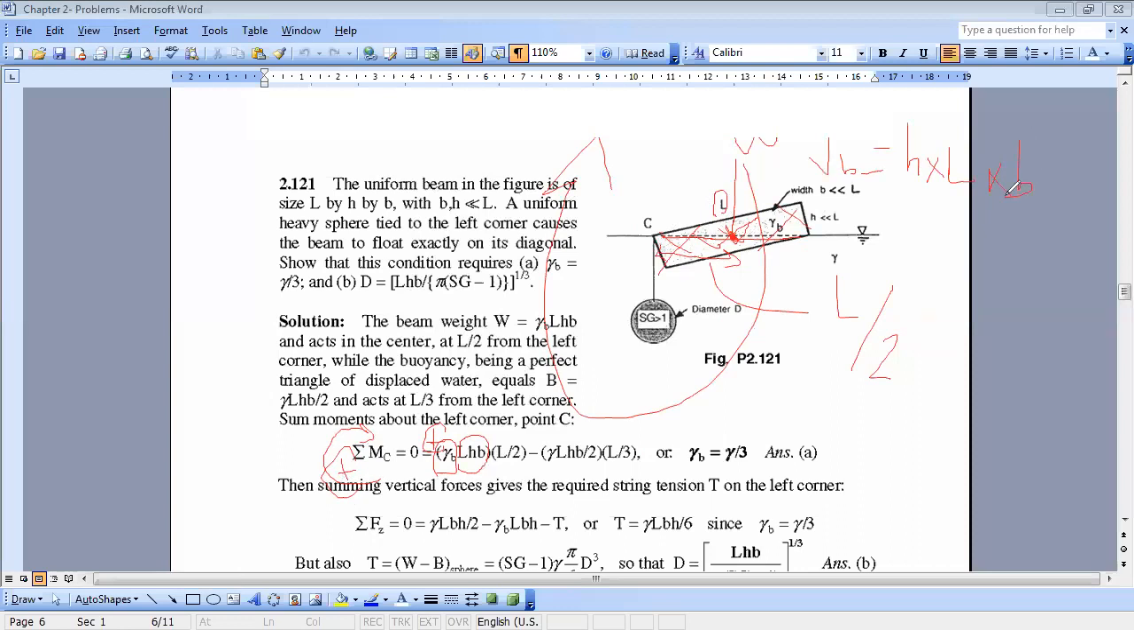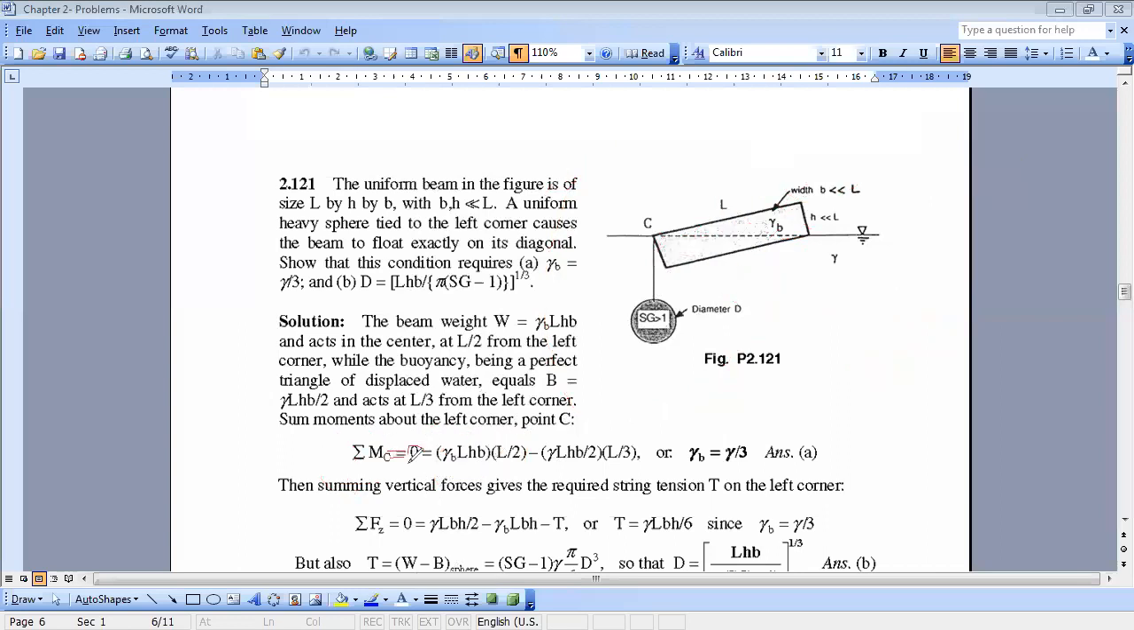Now, after I get the volume of the body, since I want the weight of the body, I should multiply by gamma of the body. So this term will give me the weight, WB. And finally, I should multiply by the distance to C, which is L over 2. When multiplying by L over 2, I get the moment of the weight of the body with respect to C. And since I am working in equilibrium conditions, the sum of moments should be 0.